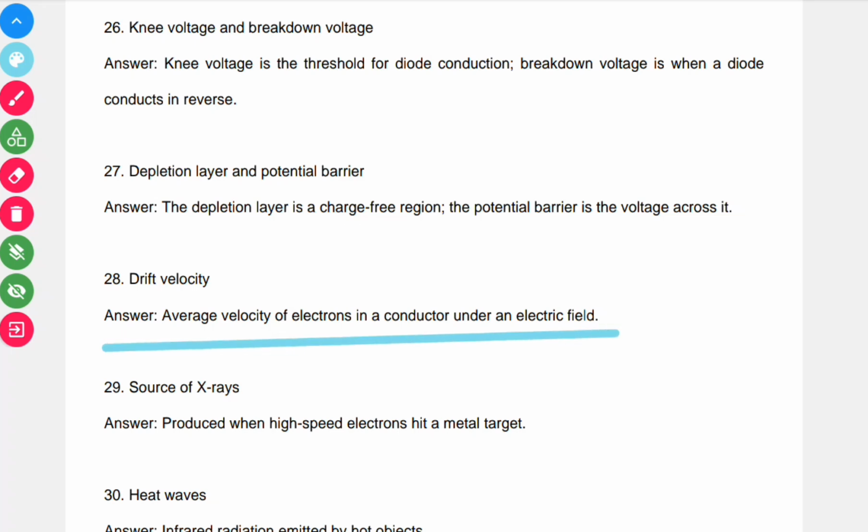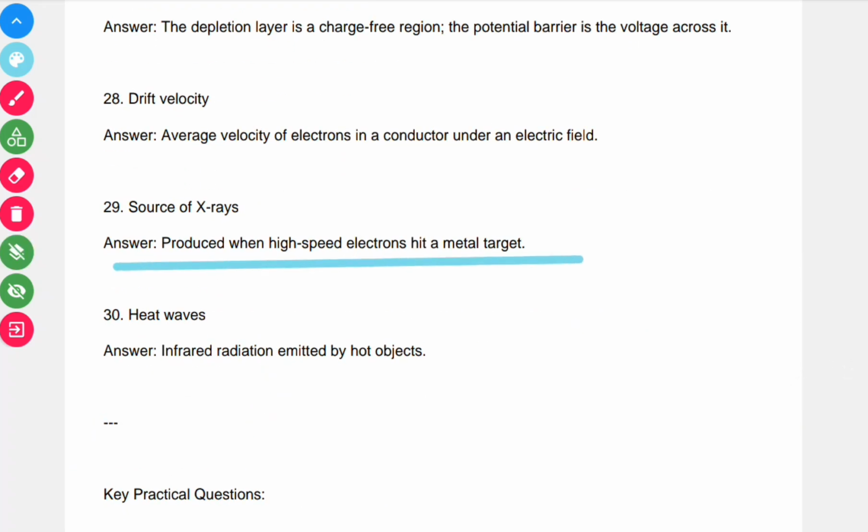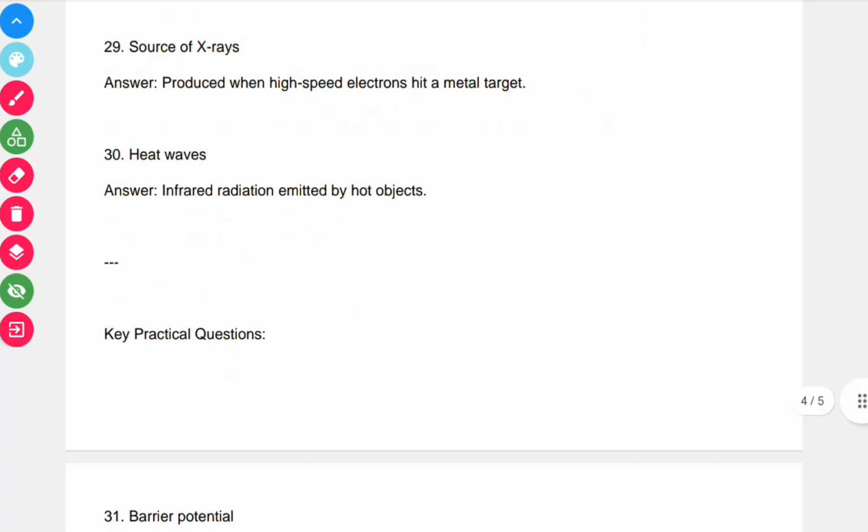Drift velocity is the average velocity of electrons in a conductor under an electric field. X-rays are produced when high speed electrons hit a metal target. Heat waves are infrared radiation emitted by hot objects.